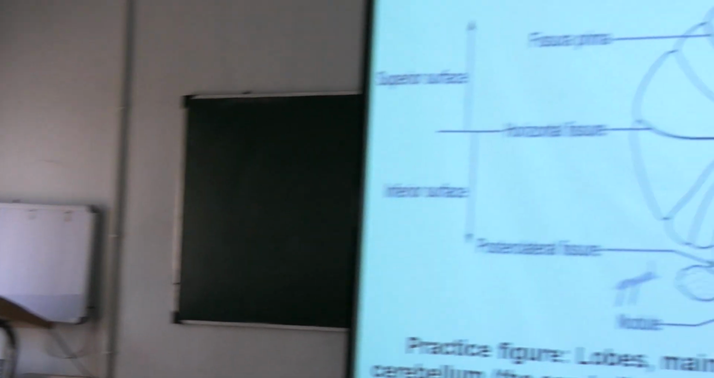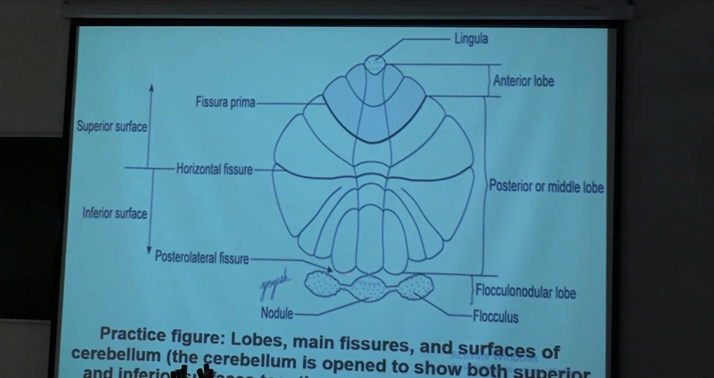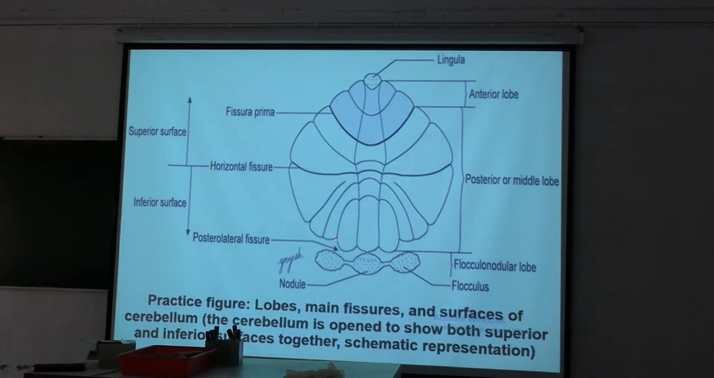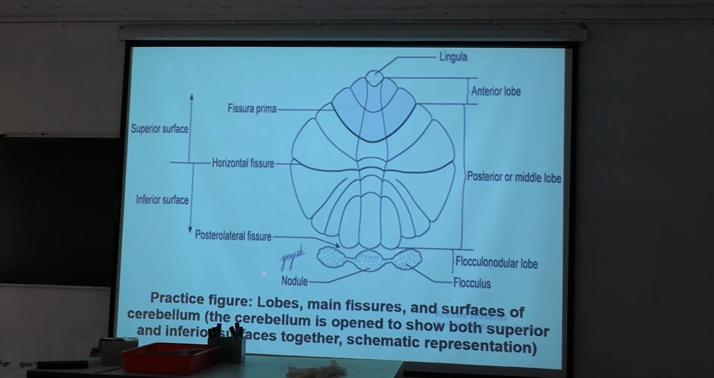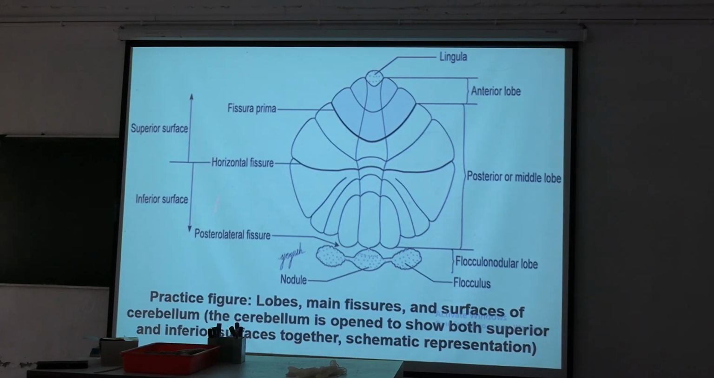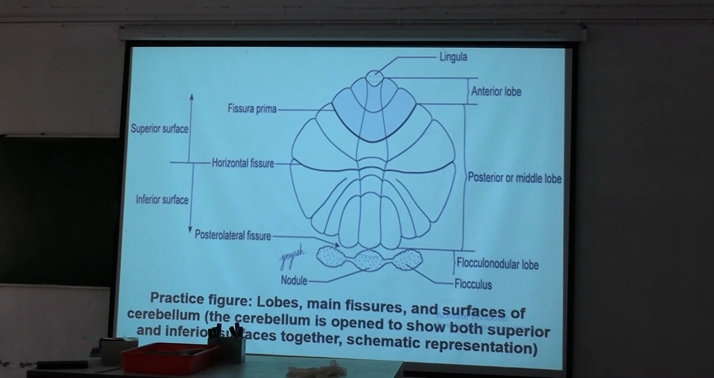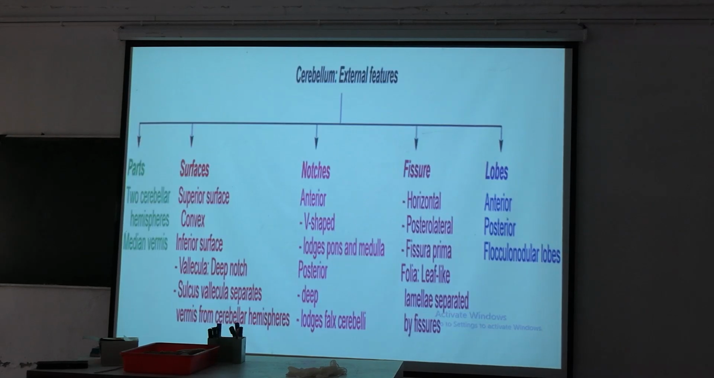Okay, so three lobes are there: anterior to fissura prima, anterior lobe; from fissura prima to posterolateral fissure, this is posterior or middle lobe, and here is flocculonodular lobe. So these are the three lobes, these are three fissures, and two surfaces: superior surface, inferior surface. Okay, understood? So these are the presenting parts of the cerebellum.